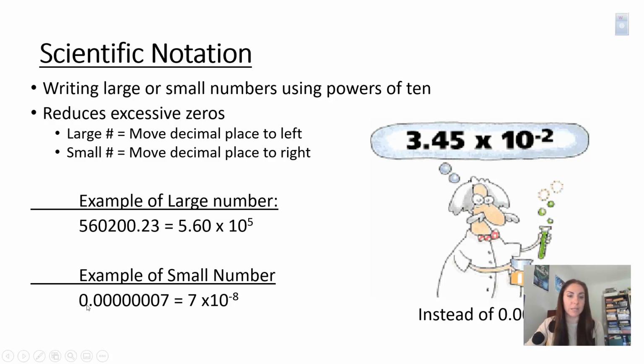Small number, you go to the right, so find the decimal place and go 1, 2, 3, 4, 5, 6, 7, 8. Now, since I went to the right instead of left, I have to add that negative sign. So notice that this means left even though it's positive. It doesn't have the positive sign, but it went left and this went right. So it's showing you how to write these in scientific notation.